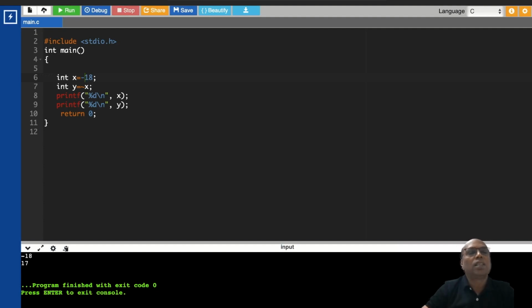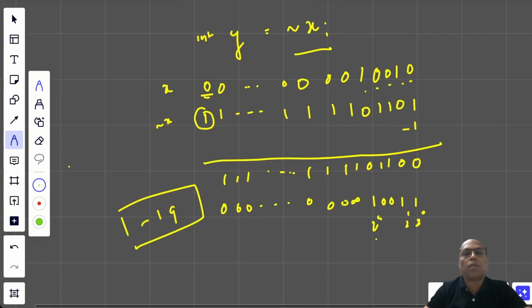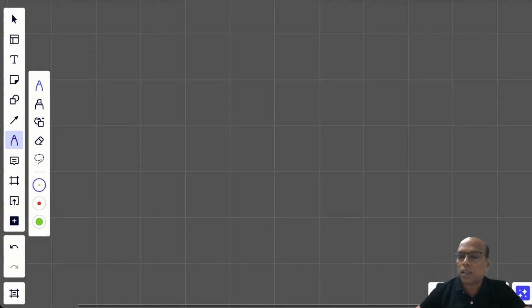Why? Okay, so let's say in this case it is minus 18. Now we need to get the binary form of minus 18. How do we get the binary form of minus 18? First you get the binary form of 18. We saw the binary form of 18 is 1, 0, 0, 1, 0. The remaining bits are all filled with 0.